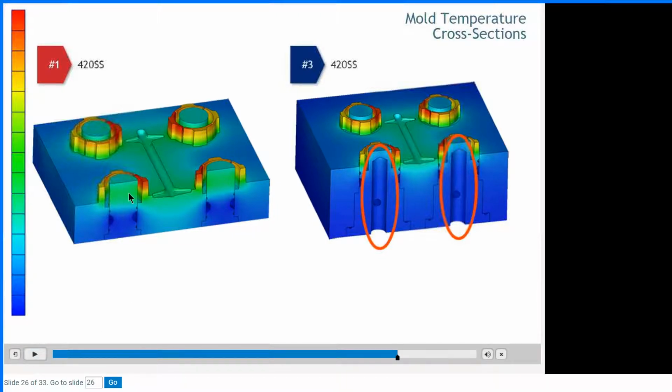Yeah, we could definitely see that in our initial design, making everything out of 420, there was a little bit of higher temperature right in the center of the core, which is now gone because we added the baffle. So cooling design matters. Cooling design really matters.